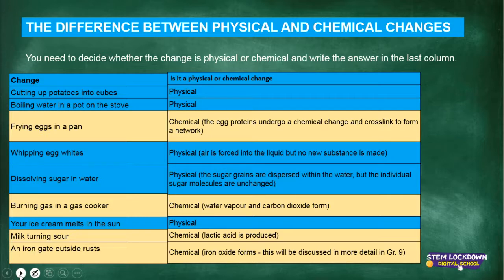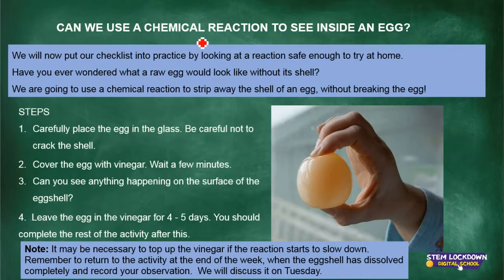Okay, so now we're going to use chemical reactions to see inside an egg. So we're basically going to find out how we can use a chemical reaction to see inside an egg. So we will now put our checklist into practice to see the safe reaction, and you can try to take it home. So have you ever wondered what a raw egg would look like without its shell? If you look at the man that's holding the egg, you can see that he's holding this egg and it does not have a shell.